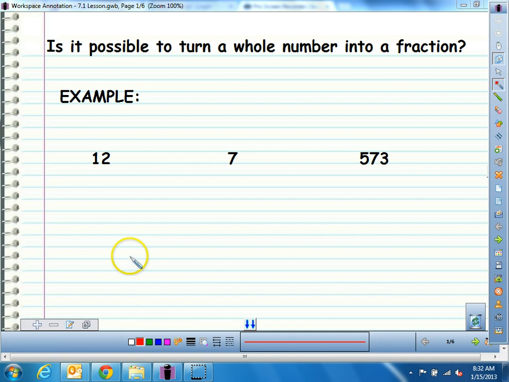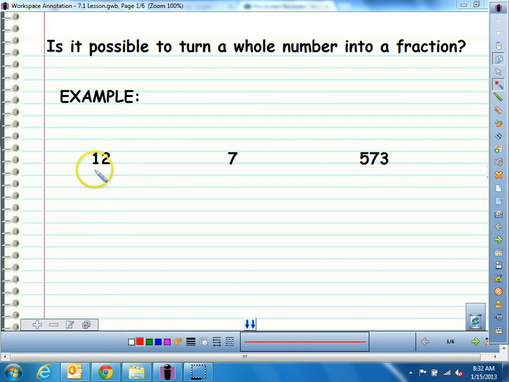Our first question is, is it possible to turn a whole number into a fraction? 7.1 is all about multiplying whole numbers times fractions. And in order to do that, we need to be able to turn a whole number into a fraction. So hopefully you can recall, how do we do that? Is 12 possibly a fraction? Can we make it a fraction that still retains the value of 12?